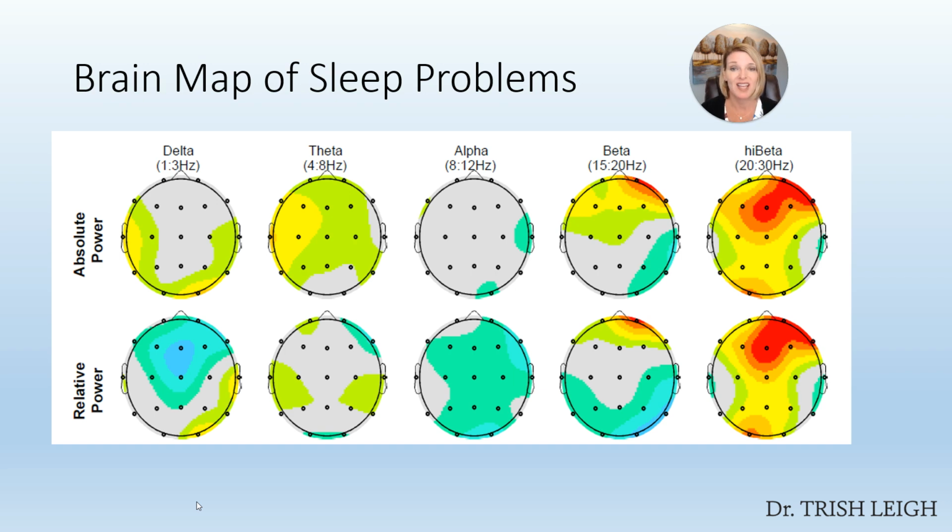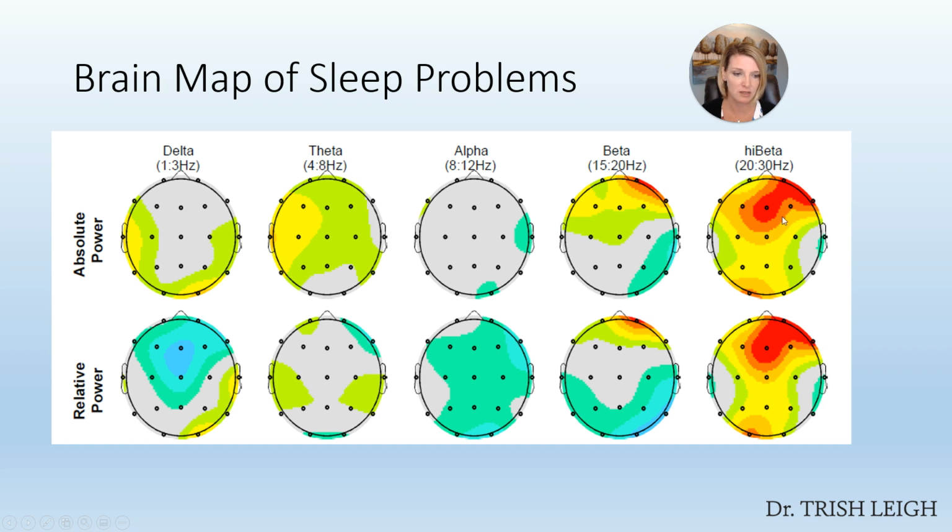Okay, so this is the brain map that is correlated with sleep problems scientifically. What we see here is we're looking at absolute power and relative power. And absolute power is how charged up a brain is with any given speed. Relative power is which speed is being used the most, which speed is being used the least relative to the other speeds. So in this brain map, you can see that absolutely and relatively, this brain is using too much high beta, extra fast brain speed. So that's what we've got going on here.